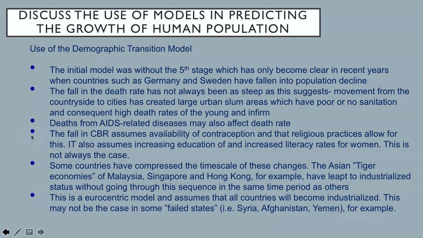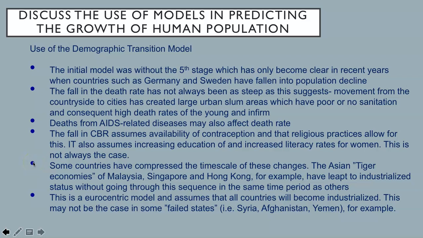The fall in crude birth rate assumes availability of contraception and that religious practices allow for this. It also assumes increasing education of and increased literacy rates for women. This is not always the case.